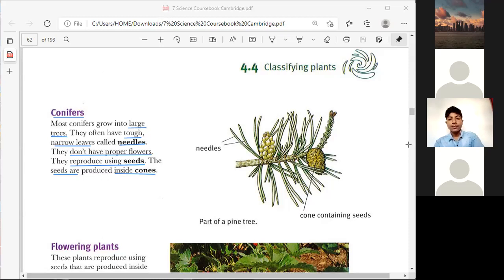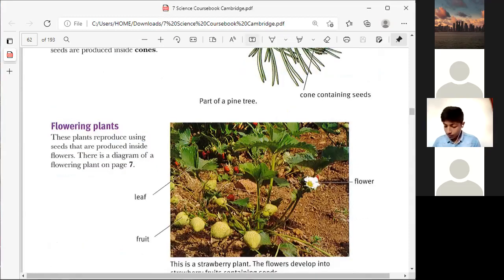Yes, ma'am. Okay. Now we are moving towards the last part, that is the flowering plants. So write the subheading flowering plants. And we don't have much to write here. We are going to write flowering plants and we will say reproduce using seeds inside flowers. That's all. Done, ma'am. Only this much? Yes, only this much for flowering plants. Good.